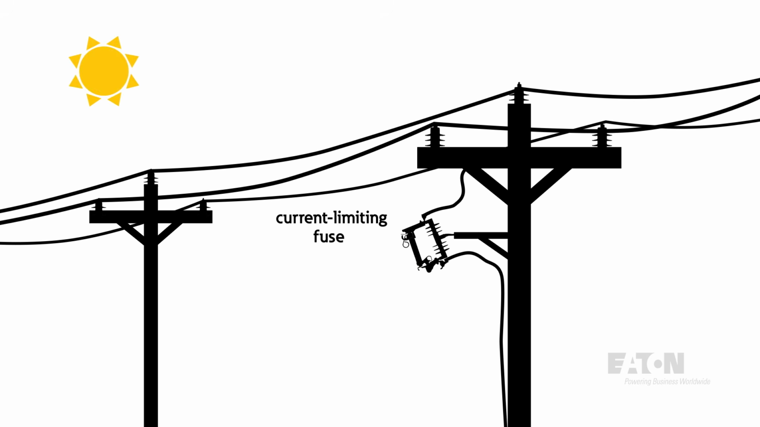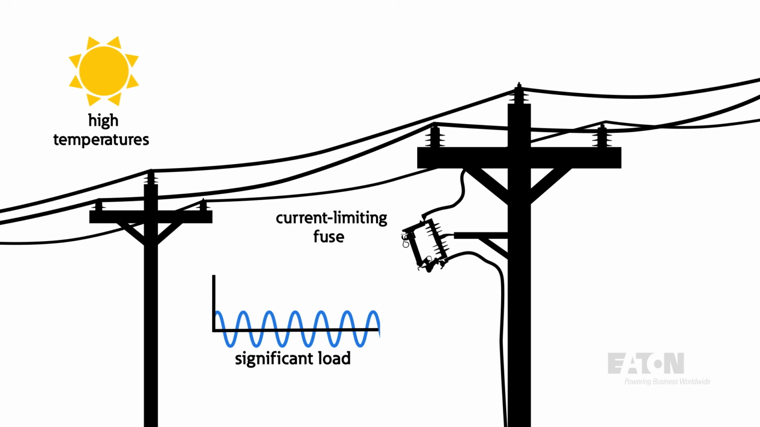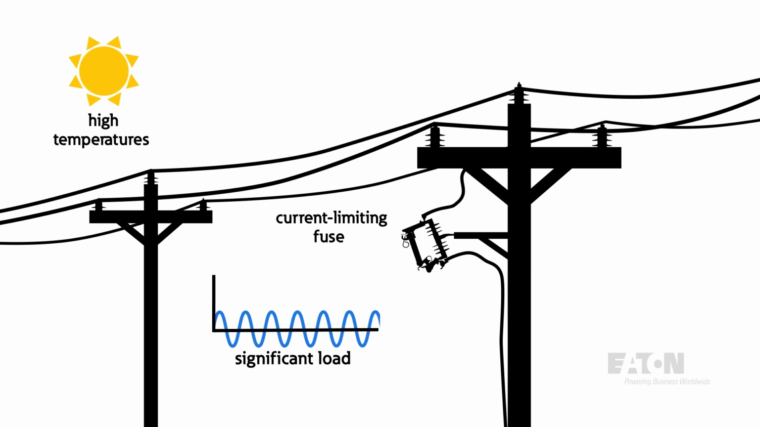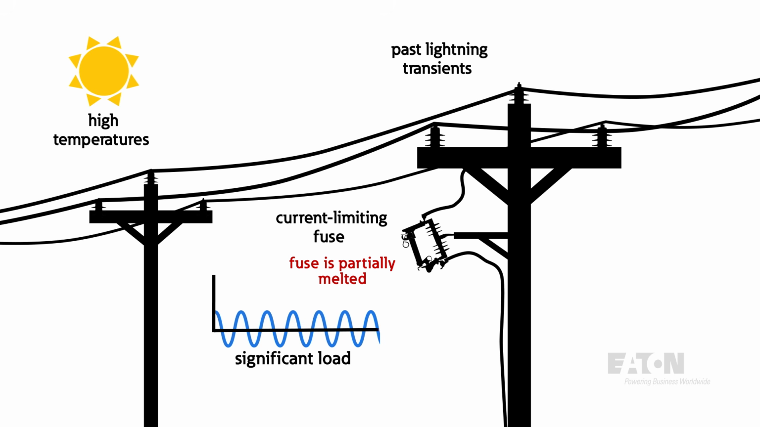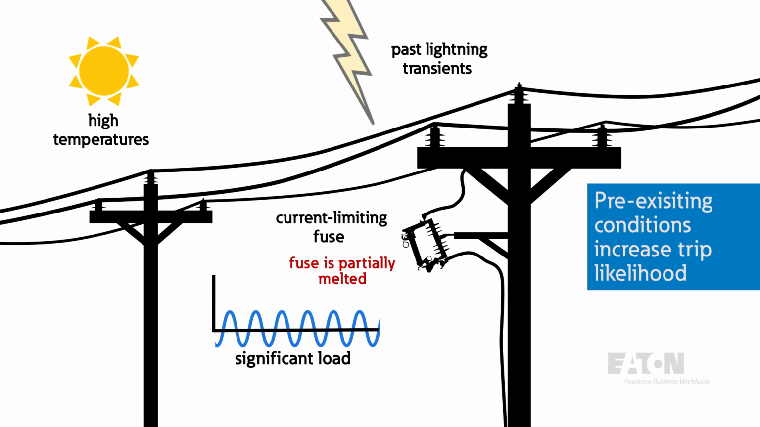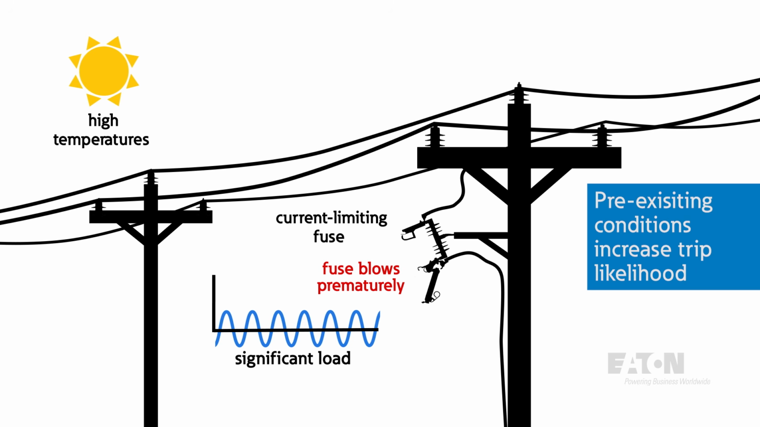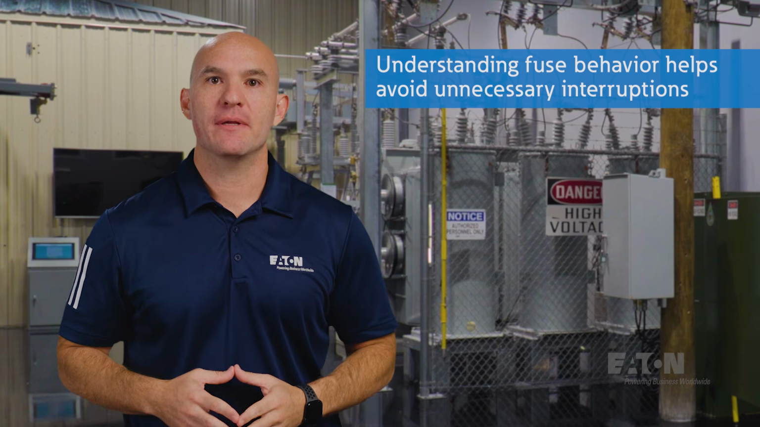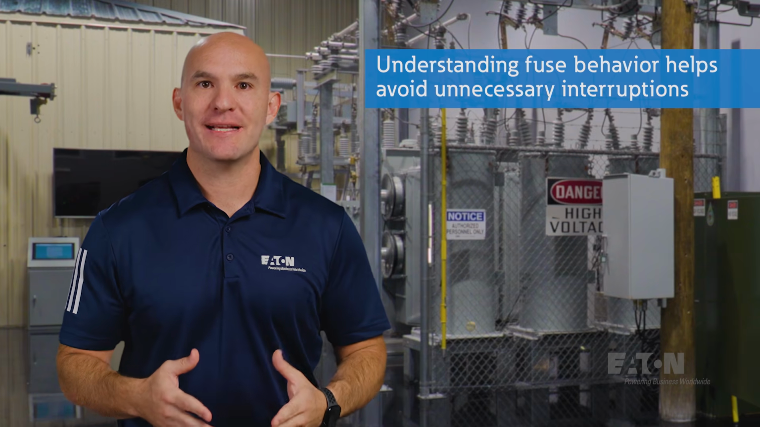Imagine a fuse that's been exposed all day to high temperatures, already carrying a significant load, and has experienced past inrush currents or line transients that partially melt the fuse element. Under those pre-existing conditions, it's more likely for the fuse to blow on the next fault faster than expected. That's why understanding these conditions is critical. It helps us avoid nuisance tripping and ensures the system stays protected without unnecessary interruptions.